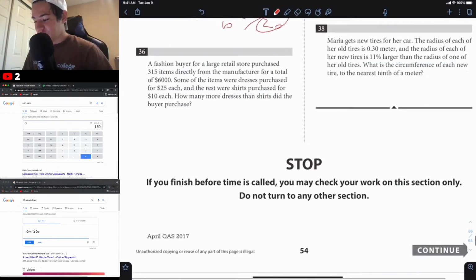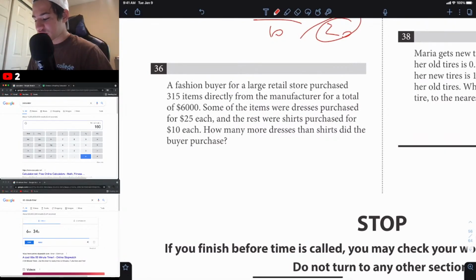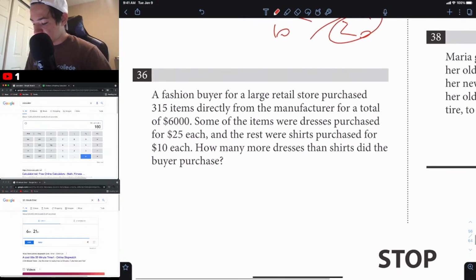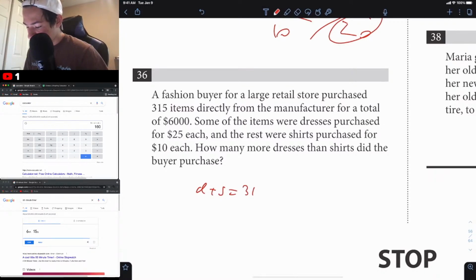All right. A fashion buyer for a large retail store purchased 315 items directly from the manufacturer for a total of $6,000. Some of the items were dresses purchased for $25 each, and the rest were shirts purchased for $10 each. How many more dresses than shirts did the buyer purchase? So, dresses plus shirts is equal to 315 items, right?